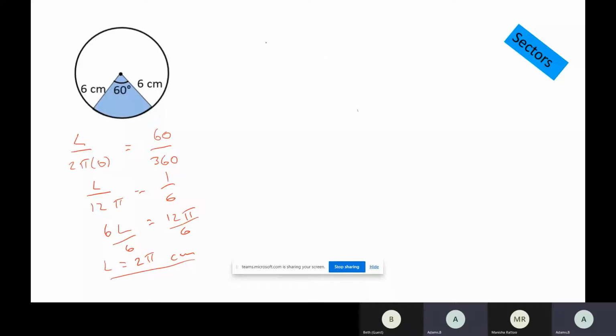And exactly the same for our area of the sector. Area over pi times 6 squared is equal to 60 over 360. So no learning of a formula at all. It's just using a method that's well established and repeated time and time again. Over 36 pi is equal to 1/6. So 6a is equal to 36 pi, divide by 6, divide by 6. And yes, better mathematicians just bring that up there in one step. But we want something that's accessible to everyone.